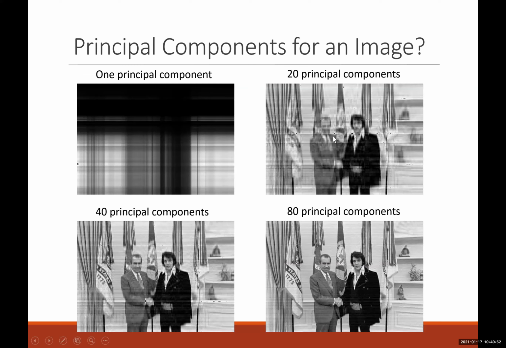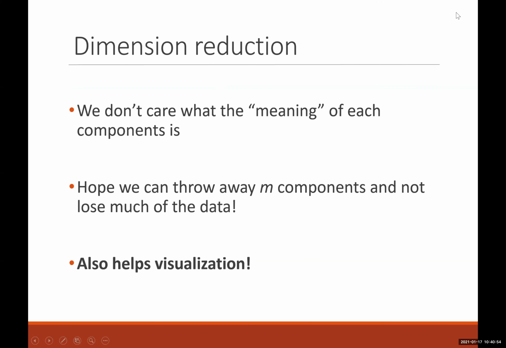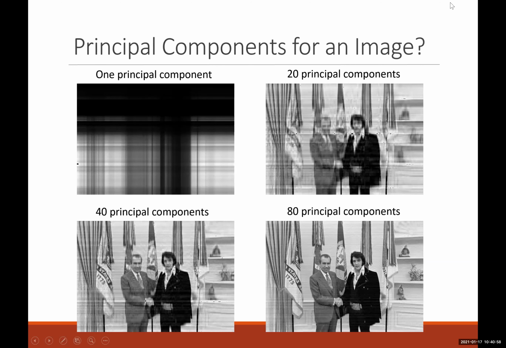Now, if we look at principal components for images here, we'll see that one component is very bad. I mean, this looks like a black and white Perry Mason window curtain type of situation. You can't even tell what this is. If we do 20 principal components, we have an image, but this image is very blurry, even worse than if your glasses were out of focus, right?